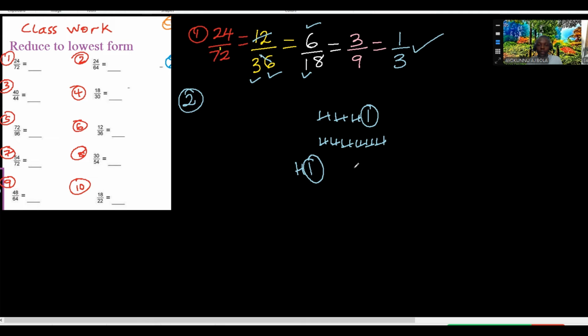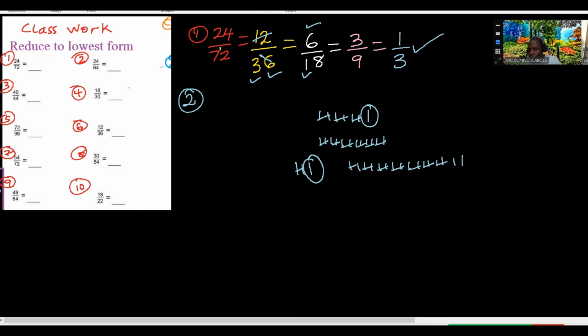How many 2s are in 16? 1, 2, 3, 4, 5, 6, 7, 8, 9, 10, 11, 12, 13, 14, 15, 16. How many 2s? 1, 2, 3, 4, 5, 6, 7, 8. Can you see the 8? Yes. So 2 in 36 gives me 18, right? Yes. Okay, fine.